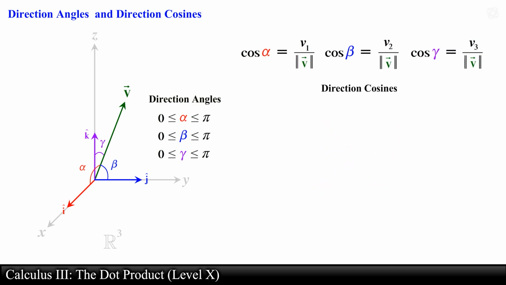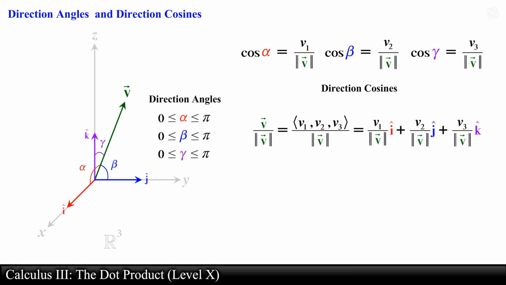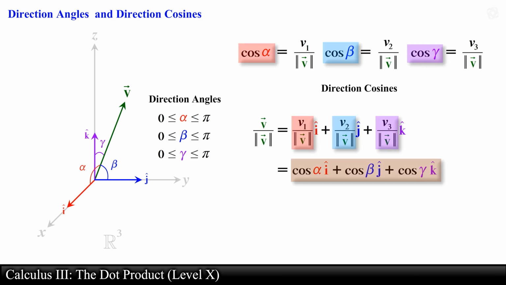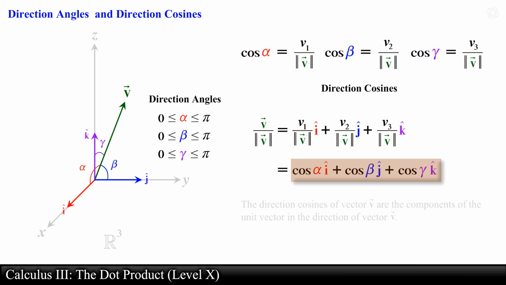Consequently, any non-zero vector v in space has the normalized or unit vector form denoted as follows. By substituting the components of the normalized form with the direction cosines, we obtain an alternative version of the normalized form of vector v. This expression says that the direction cosines of vector v are the components of the unit vector in the direction of vector v.